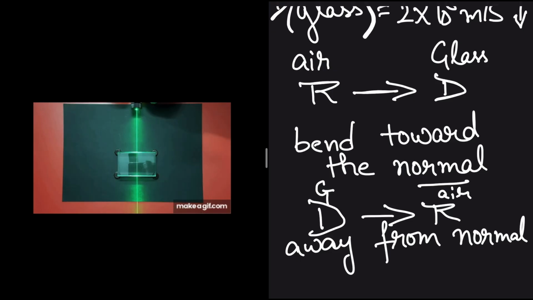You can observe this phenomenon from this video, in which when the light rays are coming from rarer to denser, they bend towards the normal, and when they come from glass slab to air, they bend away from the normal. The reason is in front of you. Rarer is the medium in which the speed of light is more, and denser is the medium in which the speed of light is less. I hope it is clear.